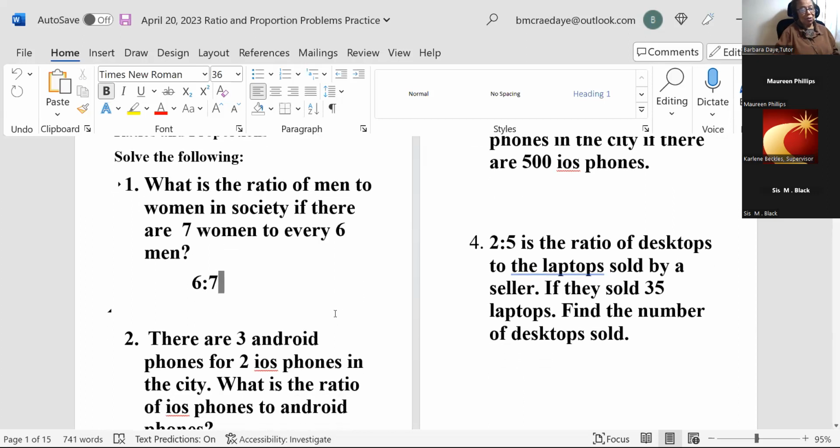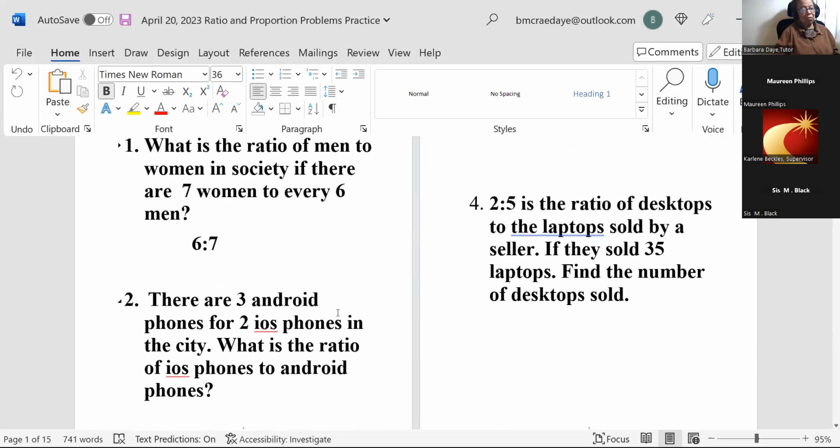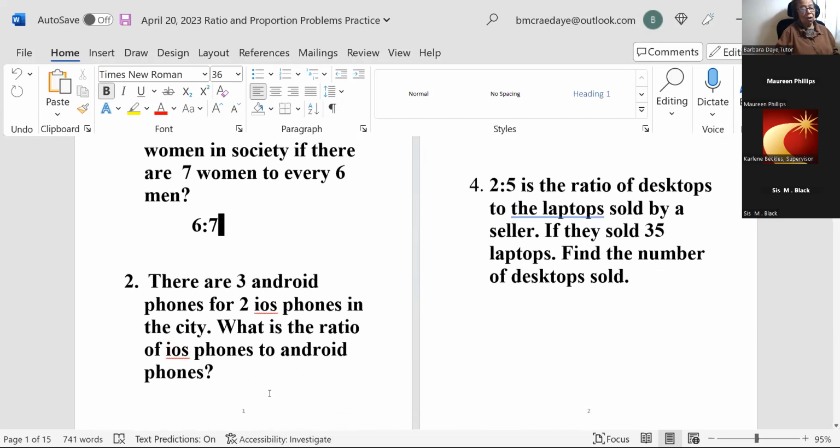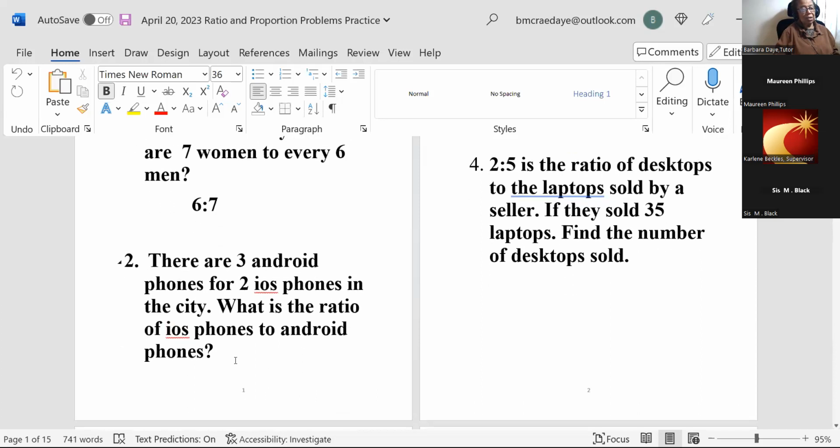Now, here's another one. This is another ratio. There are 3 Android phones for 2 iOS phones. The iOS phone is the Apple phone, right? In the city, what is the ratio of iOS phones to Android? Mercedes, what would be the answer? 2 to 3. That's it. And if I asked you the ratio of Android to iOS, then it would be 3 to 2. Got it? Yes.